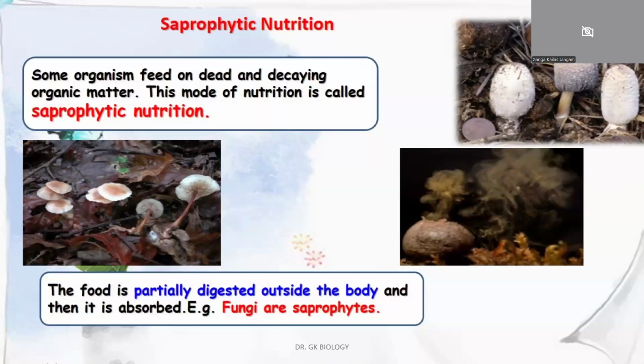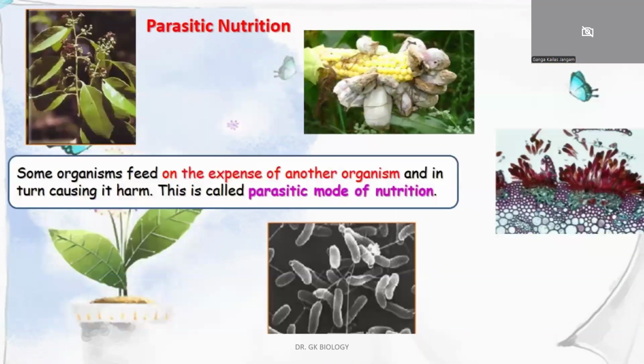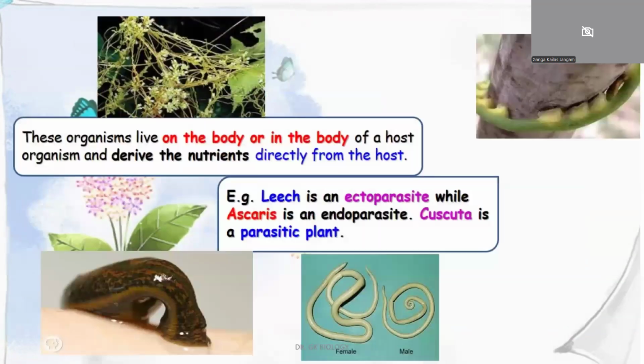Now here you can see some pictures regarding the saprophytic mode of nutrition and the parasitic mode of nutrition. This is also a parasitic mode of nutrition picture. As I mentioned, for the parasitic mode of nutrition, here you can see the yellow color. The first one is the plant with a thread-like structure, Cuscuta, and even leech and Ascaris.